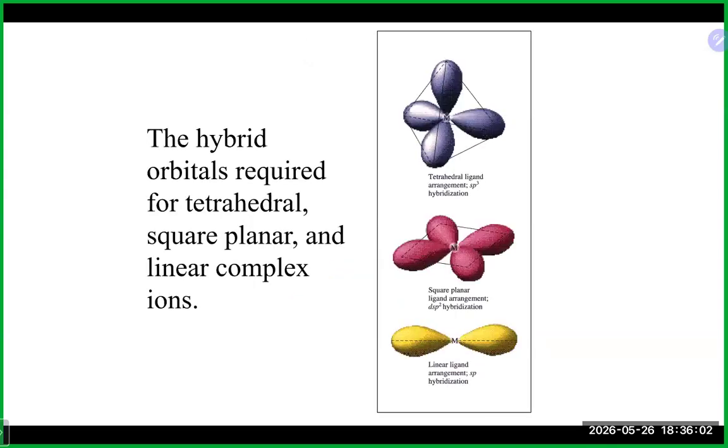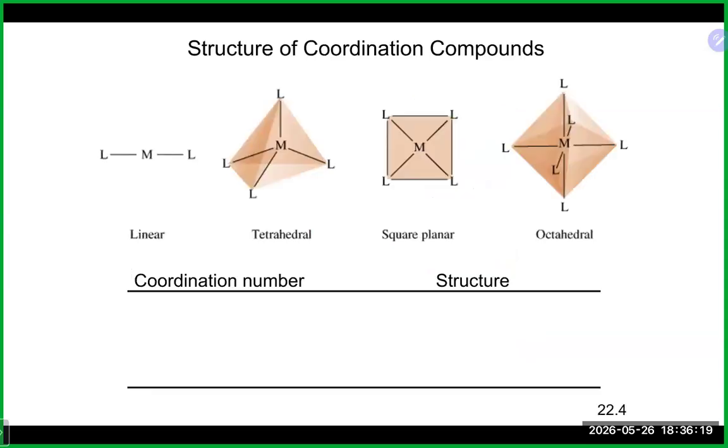And there are some common geometries associated with complex ions. We have tetrahedral, which is a coordination number of 4. We also have square planar, which is a coordination number of 4 as well. And we also have linear, which is a coordination number of 2 as you go through there. And these are the very common structures associated with our coordination numbers.